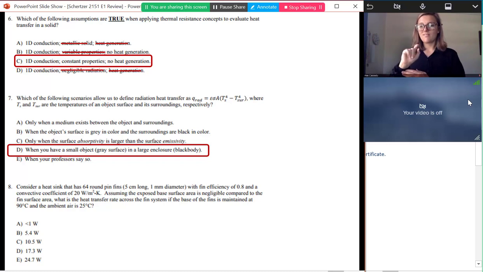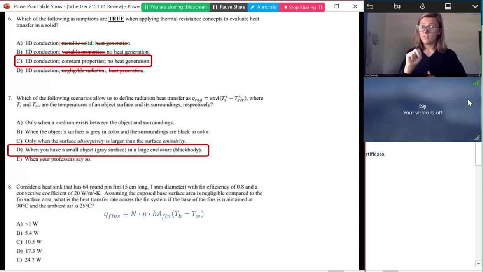So this is a math question. We're going to have to get our calculators out. We need to know how to calculate heat transfer from an array of fins. So here we're going to use this equation. From a single fin, we would get rid of the capital N, which is just the number of fins.